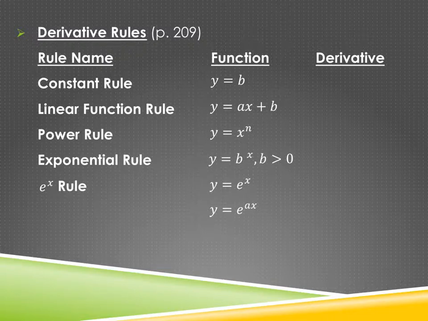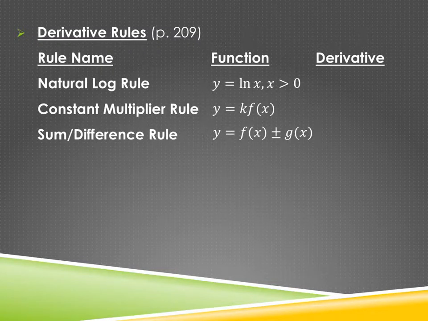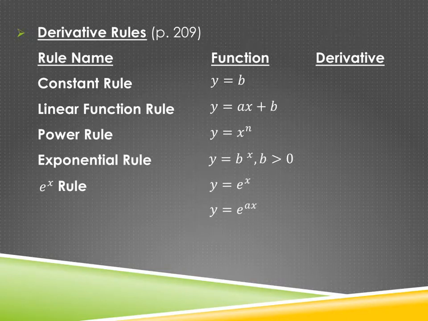So I'd like for you to take a minute to go down the list of everything that's on this page and this one, and write the derivative rule that you know that we've done before. Okay, so I'll help you get started. First one, the constant rule. What is the derivative? y equals b. What's the derivative of b? 0. So on the right-hand side for the derivative, you're going to write down y prime equals 0.